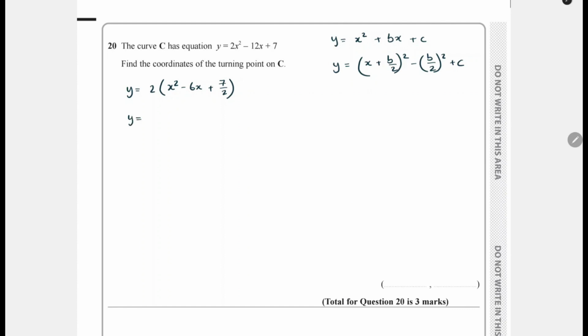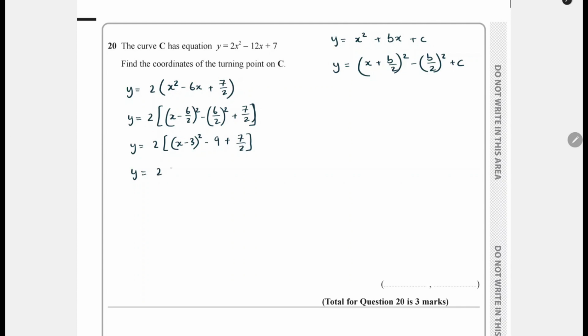Now we can complete the square for the quadratic inside the bracket, and so that becomes 2 times x minus b over 2. Now b is 6, so 6 over 2, all squared, minus 6 over 2, all squared, plus 7 over 2. So we can clean that up. That becomes 2 times x minus 3, all squared, minus, 6 over 2 is 3, squared is 9, plus 7 over 2.